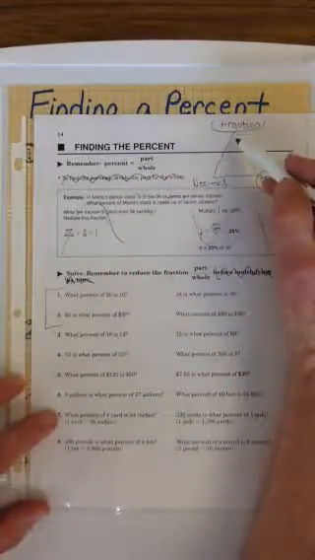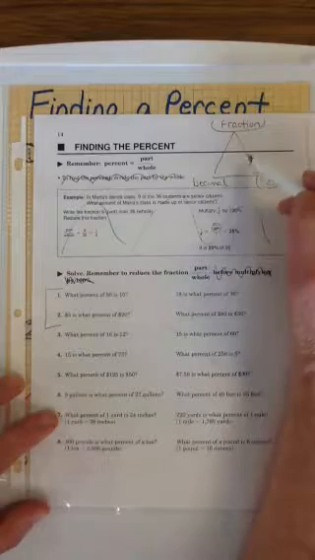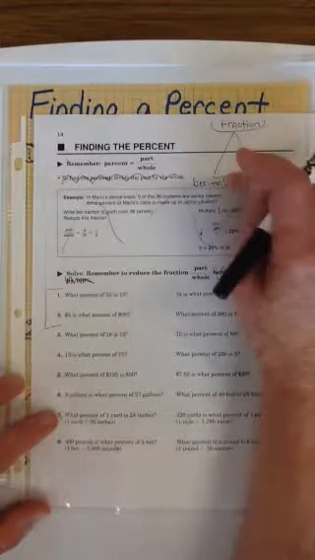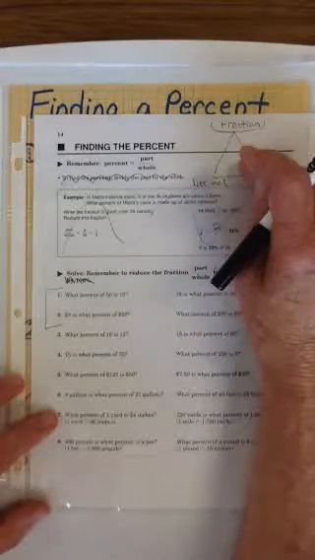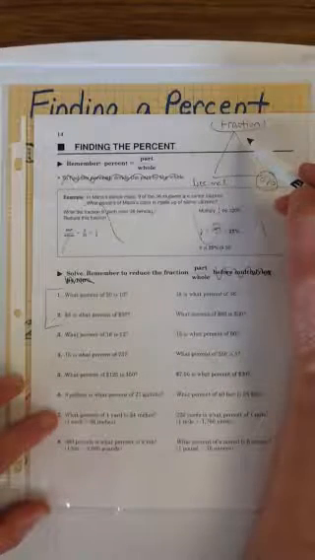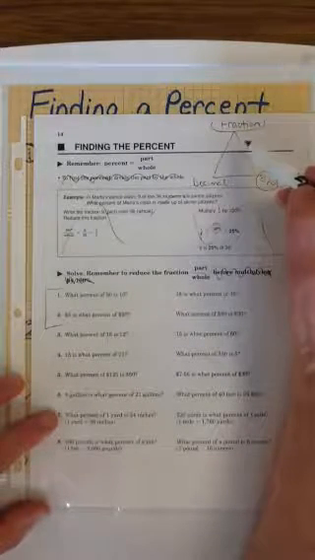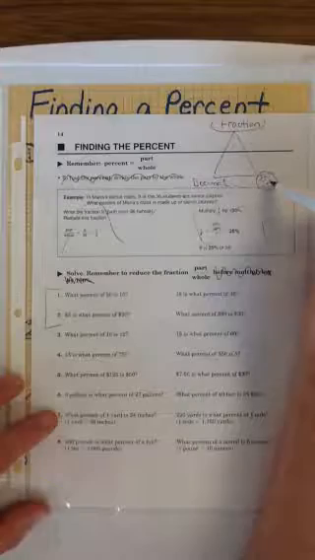And then if you don't have a big triangle drawn in here, draw one in, because this is how you're going to think through working this problem, by what you already know about changing a fraction to a percent.